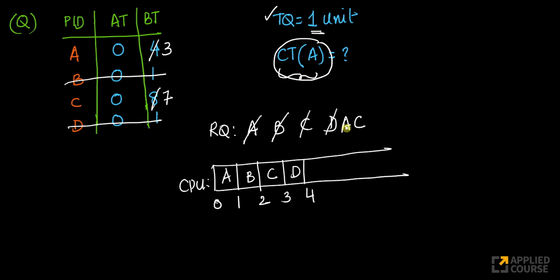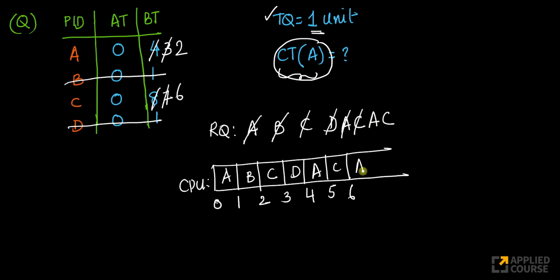Now A gets its turn. Obviously A gets its turn, but A can only get 1 quanta of time, or 1 unit of time. So A still requires 2, and A gets added back to the queue. Now I have C. C gets 1 unit of time, right? Very good. But C is not yet done, so C gets added back to the queue.